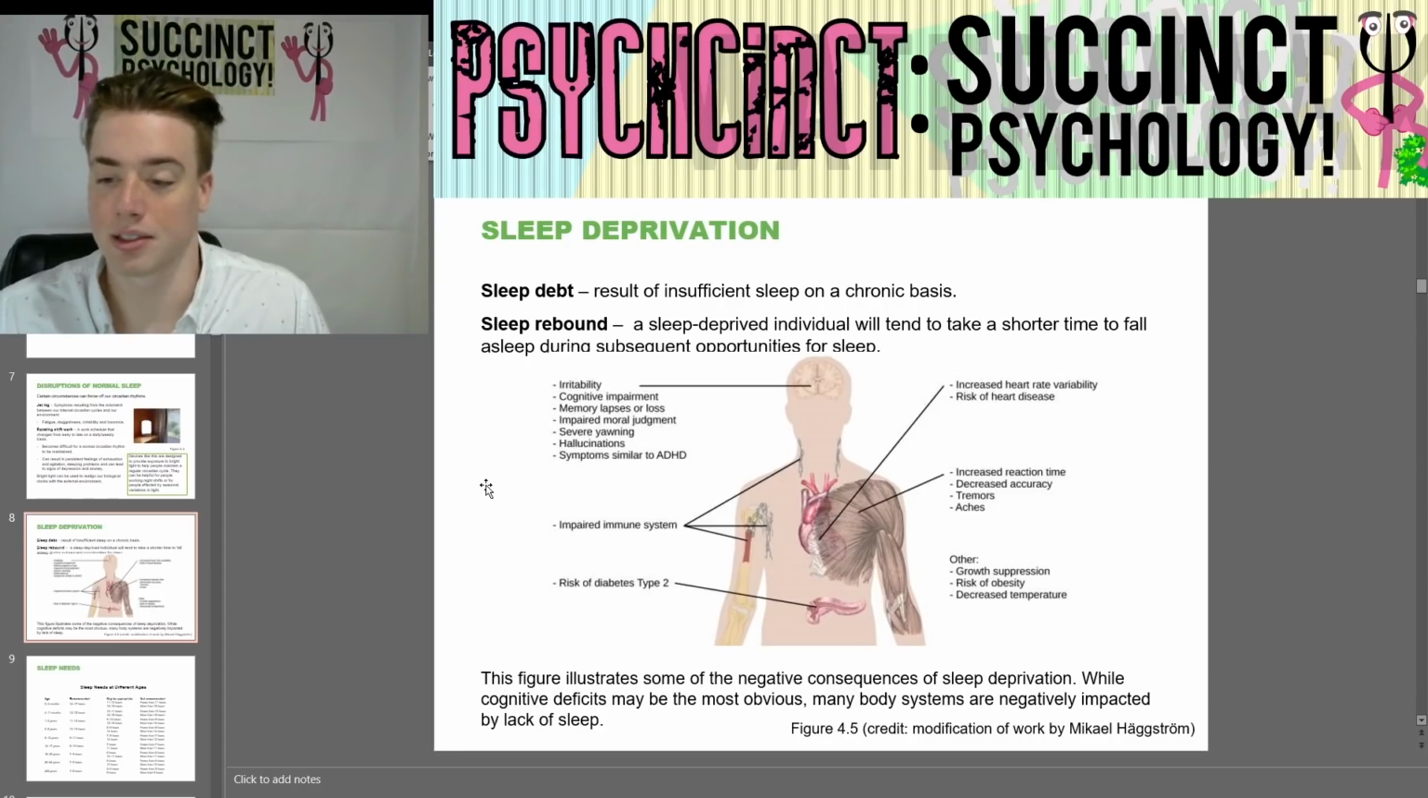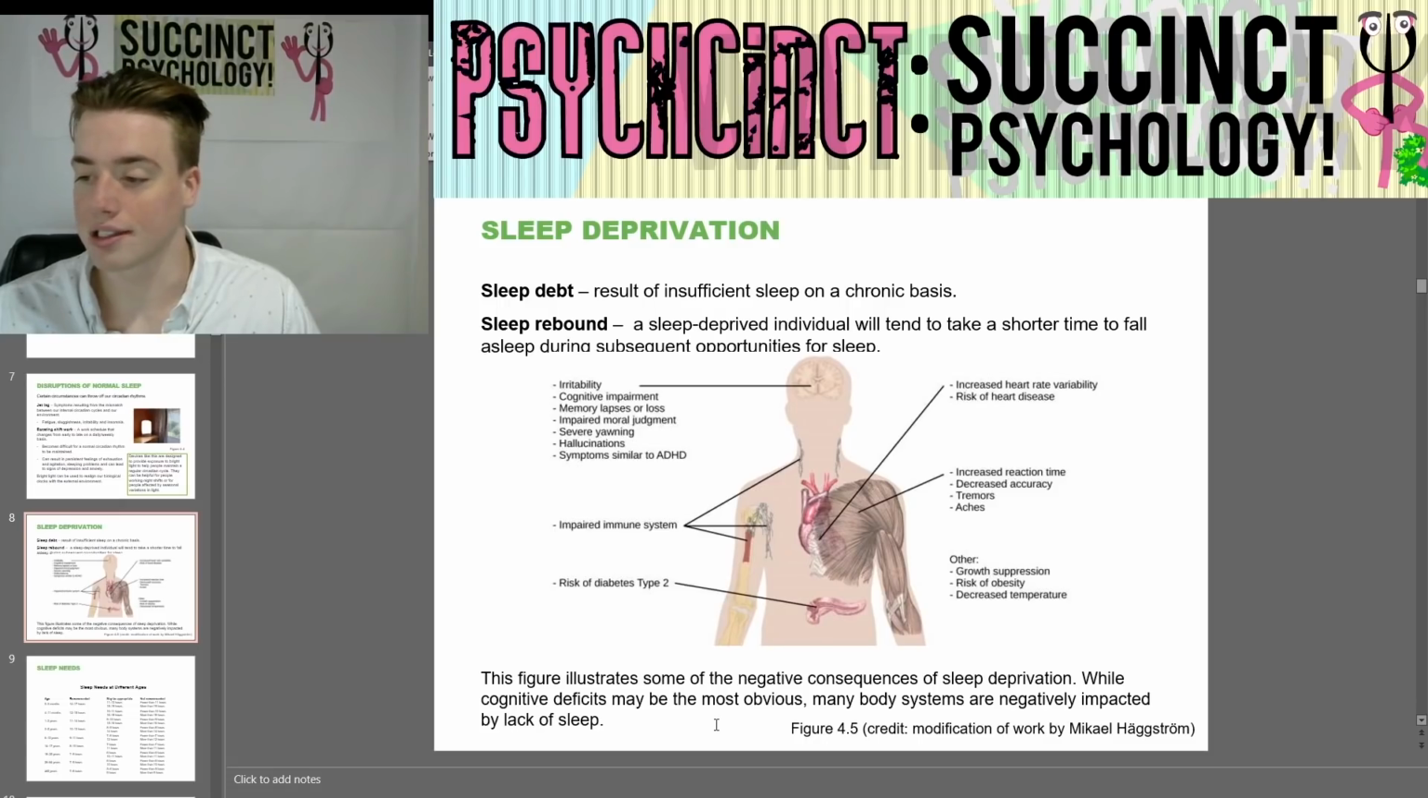to catch back up. So this figure illustrates some of the negative consequences of sleep deprivation. While cognitive deficits may be the most obvious, many body systems are negatively impacted by lack of sleep. So you can see in the brain, this is a little chart showing the negative consequences again. So you can cause irritability, cognitive impairment, memory lapses or loss, impaired moral judgment, severe yawning, hallucinations, and symptoms similar to ADHD. It can also impair your immune system, cause you to have a higher risk of type 2 diabetes. It could cause an increased heart rate variability or risk of heart disease.